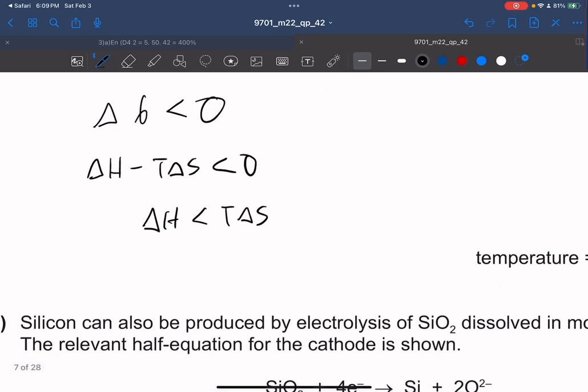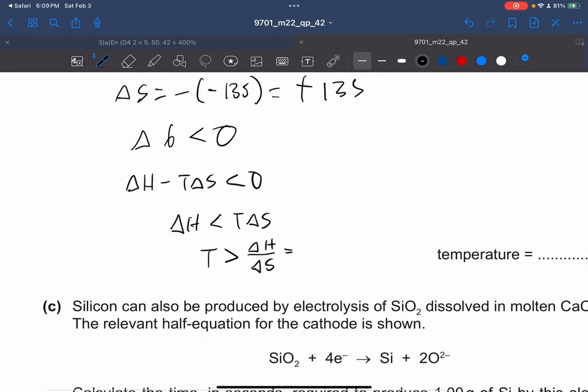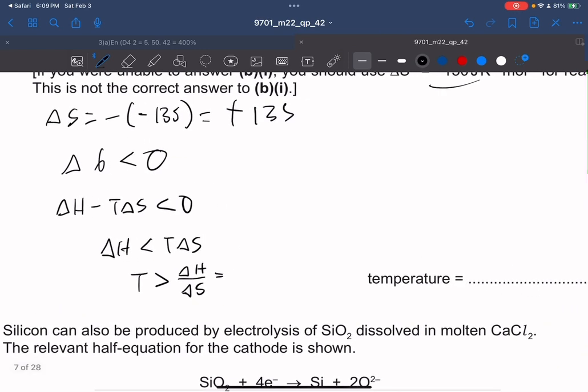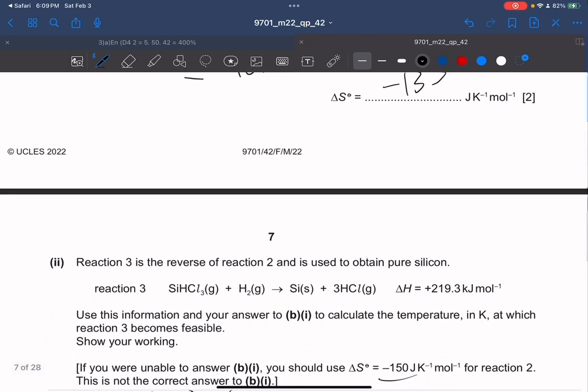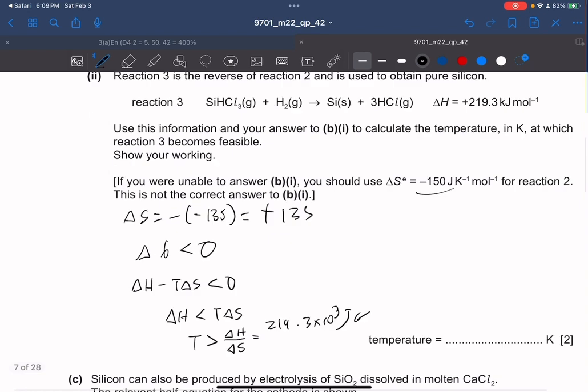So our T is going to be greater than delta H over delta S. So that's going to be 219.3 times 10 to the power of 3 joules. Note that I'm converting this to joules because our delta S value is in joules.